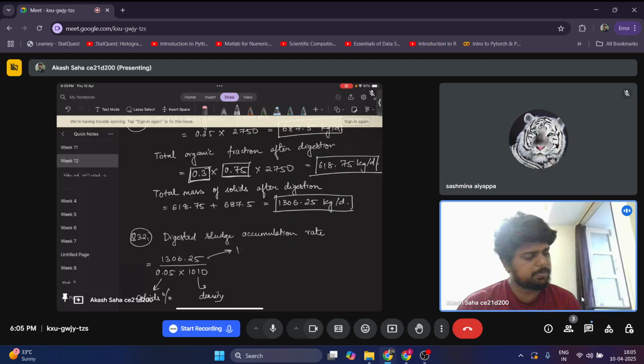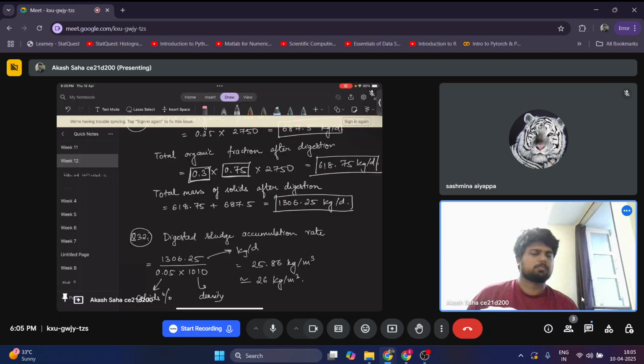And this is in kg per day. So the answer will be 25.86 kg per meter cube, or we can say roughly equal to 26 kg per meter. Okay, so I think these many numericals were only there today.